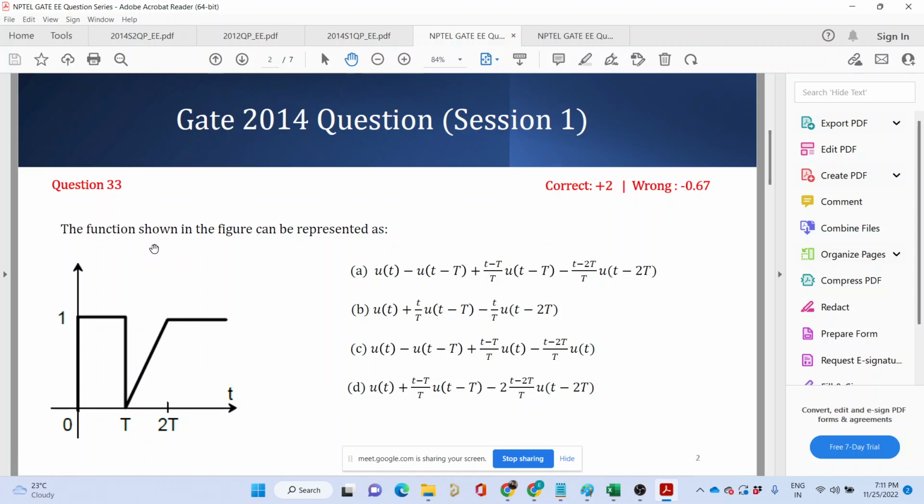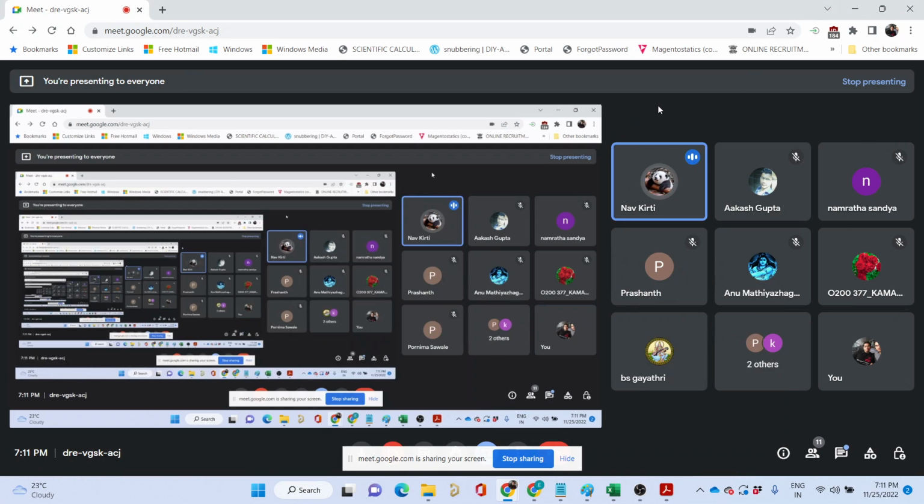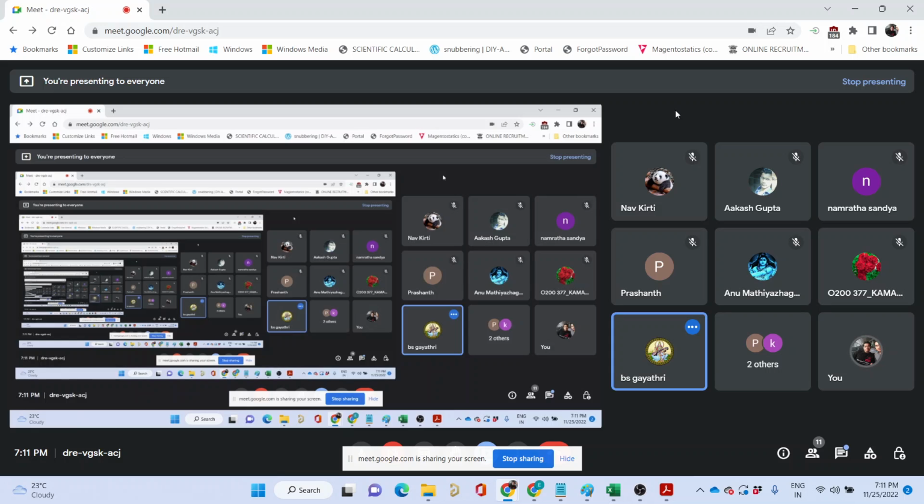You are only asked how you would realize this function. You are not asked to find the area under this curve. Yes, sir, I did it wrong. Option A. Gayatri is saying option A. Anybody else?